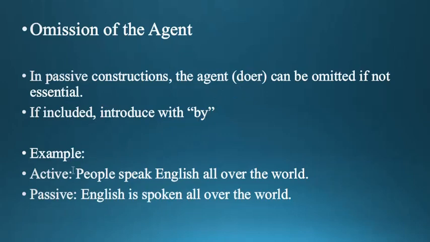Take this example: people speak English all over the world. In this sentence, we are talking about people, so "people" is the subject of the sentence. "Speak" is a verb, an action done. "English" is the object. People speak English all over the world: this is the active form of the sentence. See how we turn it into the passive form.